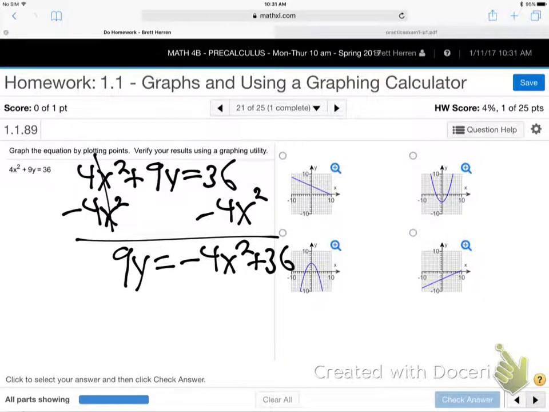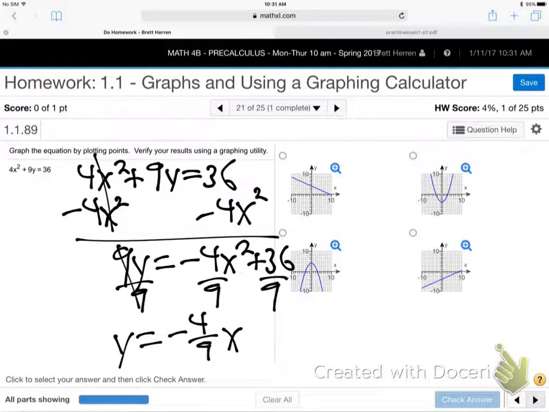All right, so now divide through by 9. Get that y totally alone. And so we get y equals minus 4/9 x squared plus 4. All right, so can you tell which answer it is? It's got to be that one, because it's a U-shape going down. Just the negative. The negative on the x squared means a U-shape going down.